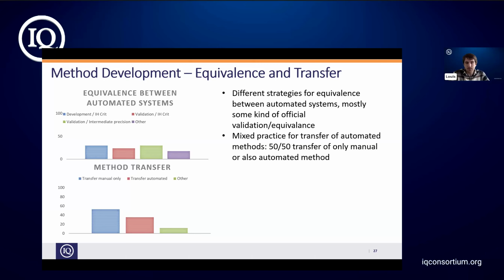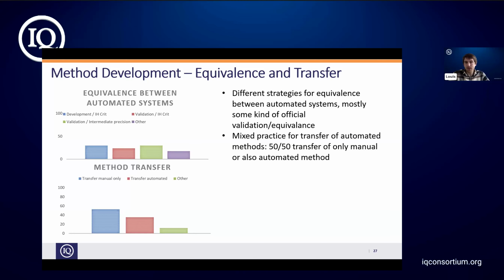Then, let's say 30 to 40%, they actually transfer the automated methods. And then there is still a minor amount of people replying other. If we looked in the details, you could also interpret it as a sort of method transfer of the automated method. So that concludes the questions on the method development.